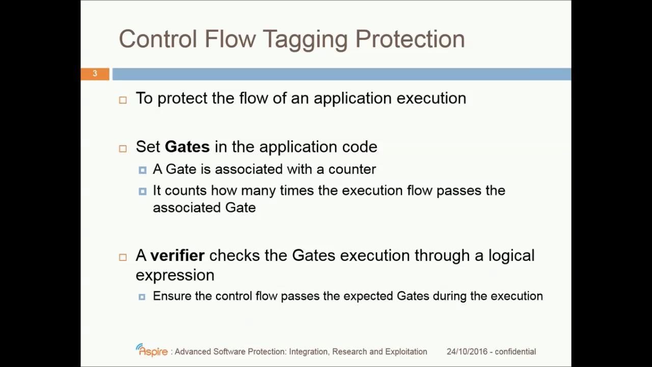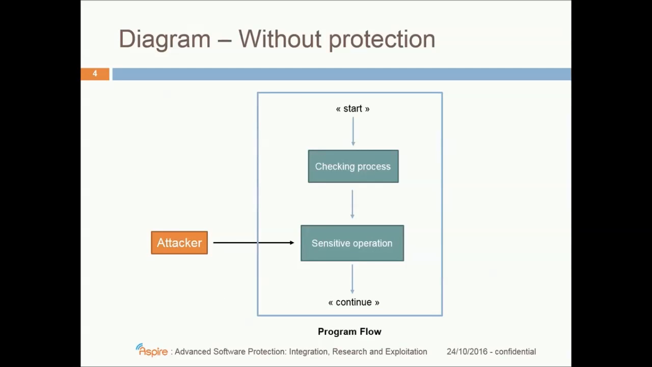The verifier part of the protection checks the gate execution through a logical expression. Let's see this on a diagram. Without the protection, some checking code is executed before running sensitive code, some critical code, let's say. The protection aims at detecting that the attacker has directly jumped to this sensitive code, bypassing the checking process.